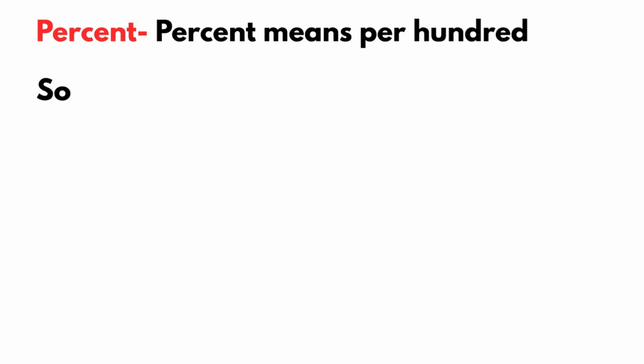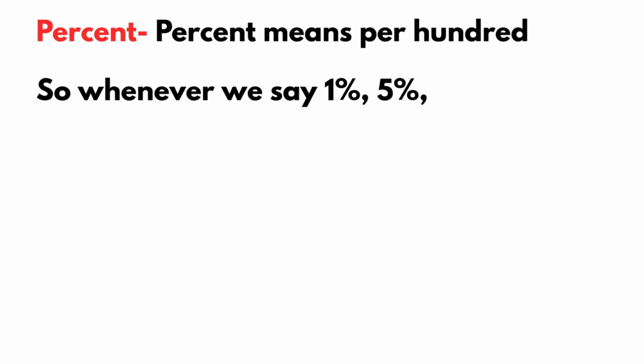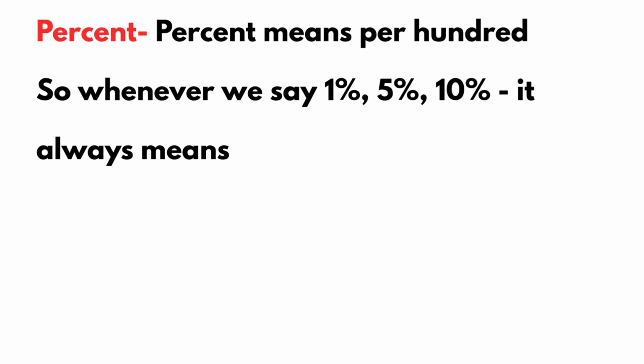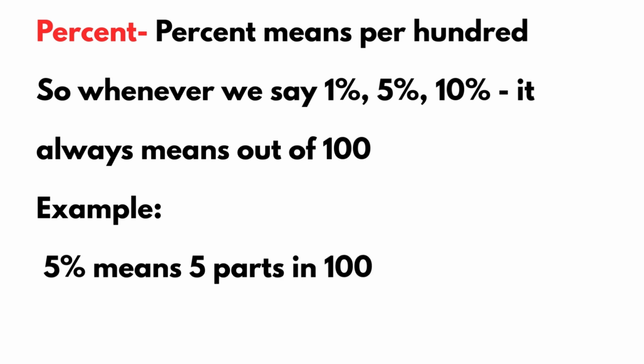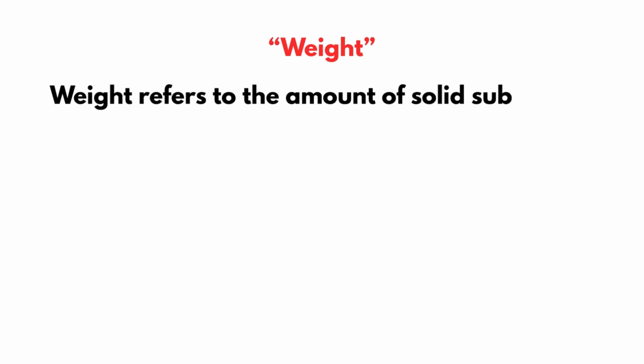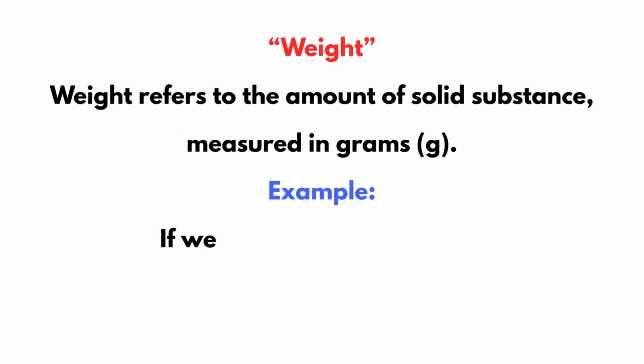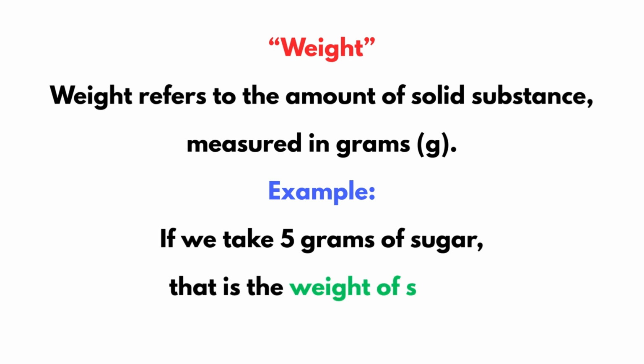First, percent. Percent means per 100. So whenever we say 1%, 5%, it means, for example, 5% means 5 parts in 100 parts, so 5 gram in 100 ml of solution. So that is percent. Now weight. In the definition you saw weight. What does weight refer to? Weight refers to the amount of solid substance measured in gram. For example, if we take 5 gram of sugar, that is the weight of the solute, in gram.